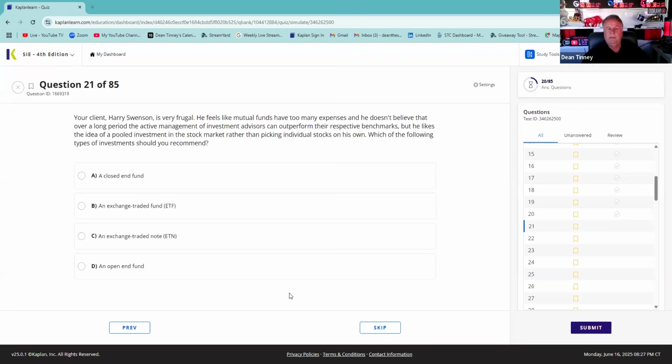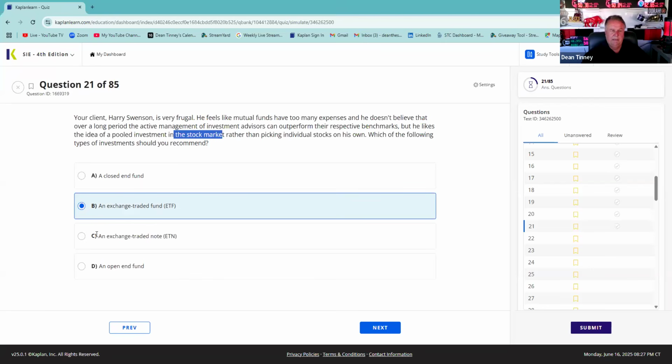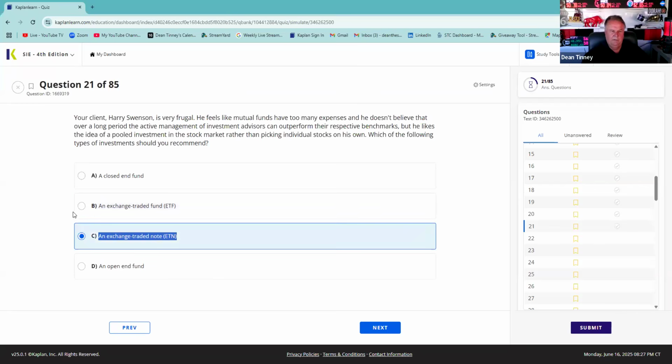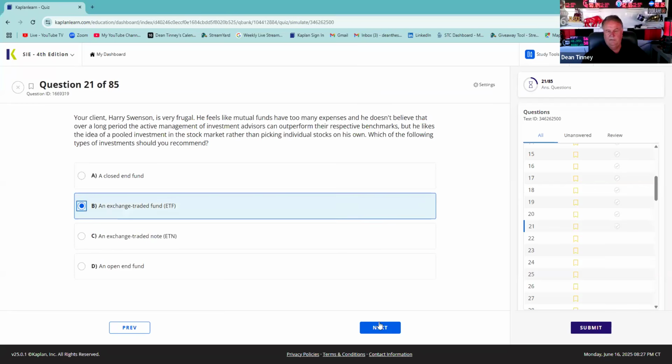The exchange-traded note wouldn't be an equity investment. It would be a debt instrument, right? And you'd be worried about whether they can pay you what they promised in terms of matching the index, right? So he says a pooled investment in the stock market. I'm being kind of picky here, but an ETN is not a pooled investment in the stock market. An ETF is. Good job.